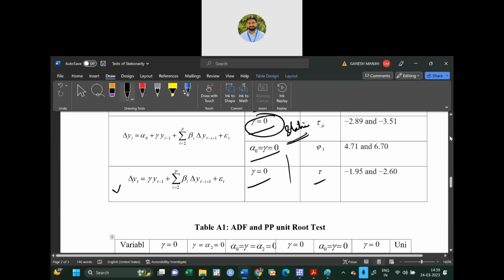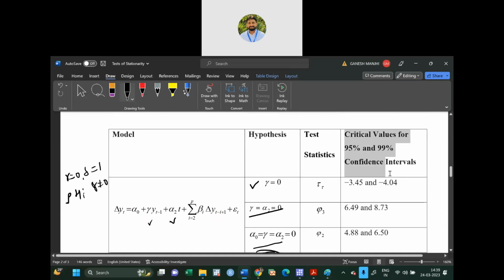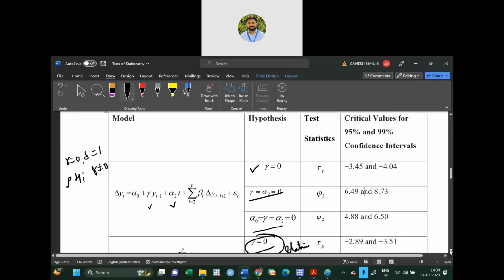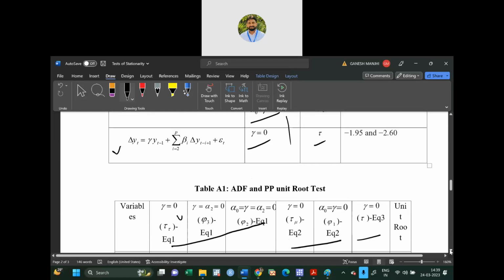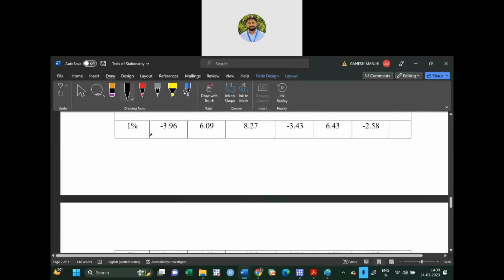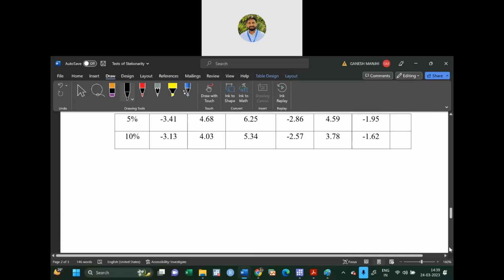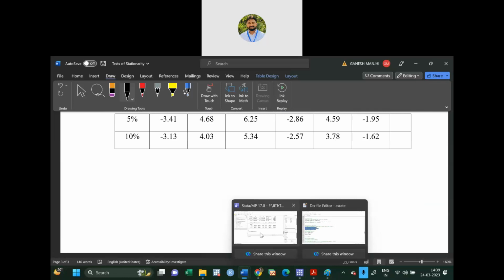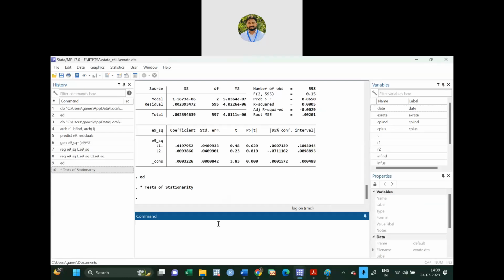The way the critical values have been given here, in a similar fashion I have written the critical values here as well, right? 1%, 5%, and 10%. Anyway, so these are basically the econometrics part of it. Now let's try looking at the importance of all these unit roots.